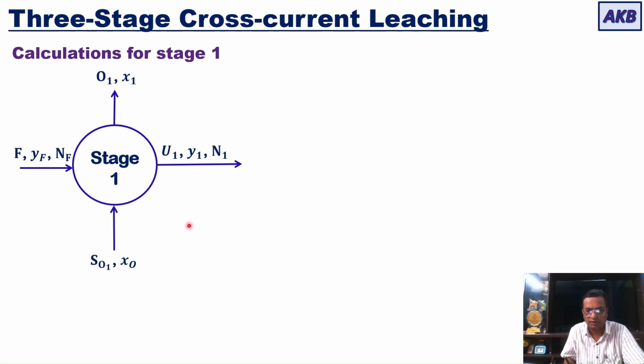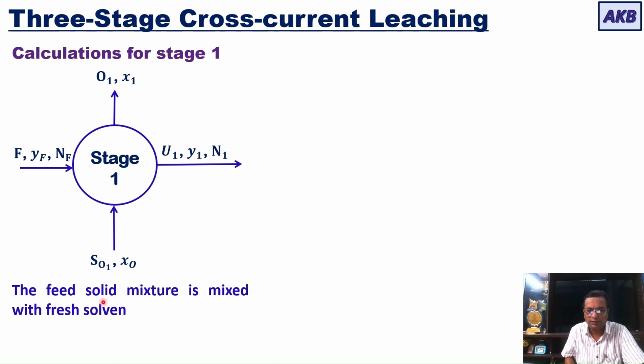I have just told you what are the notations. Now, what happens in stage number 1? The feed solid mixture is mixed with fresh solvent. So feed is mixed with fresh solvent. And for doing calculations for stage number 1, what quantities are known to you? F is known to you, YF is known to you, NF is known to you, SO1 is known to you, and X0 is known to you.